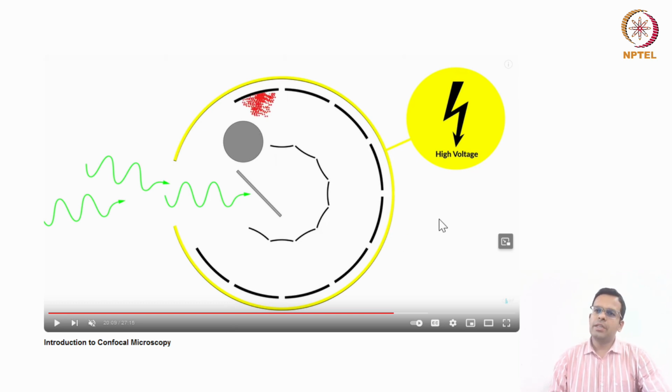When you keep the gain low, a low voltage current is applied to this photomultiplier tube, and that's why the amplification will be lower. But when you increase the gain, a high voltage current is applied to the photomultiplier tube, and because of the high voltage, the amplification of the electrons will be more.